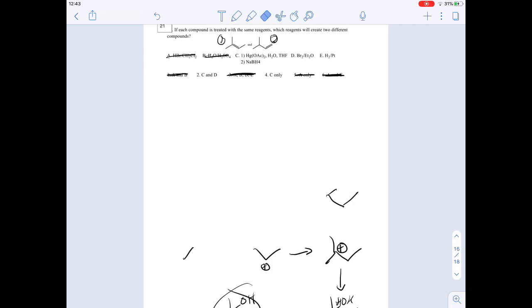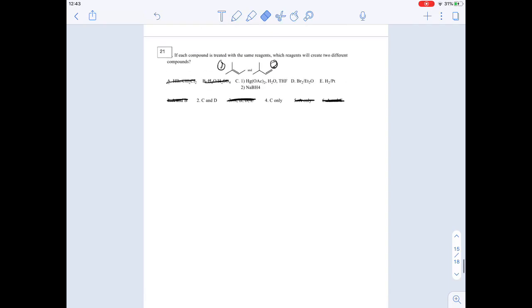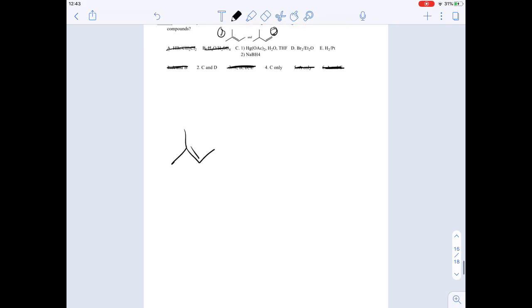So not B, not A. C is another mech you guys don't need to know. It's oxymercuration. And this is going to give you the Markovnikov product without rearrangement. Okay. Although you already know this is going to give you the right answer because it's in the only two that you have left, we'll just go through it.